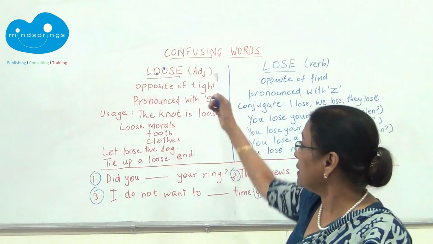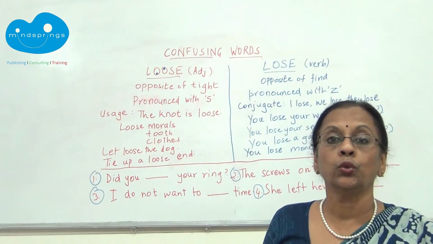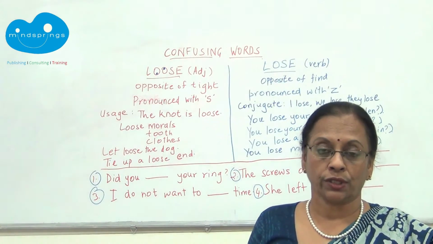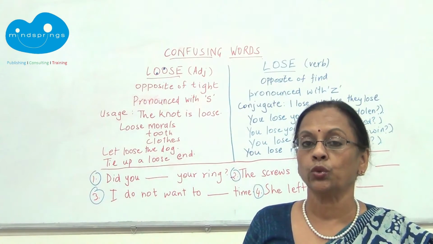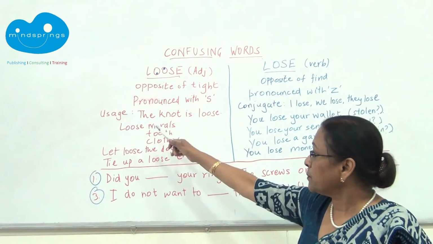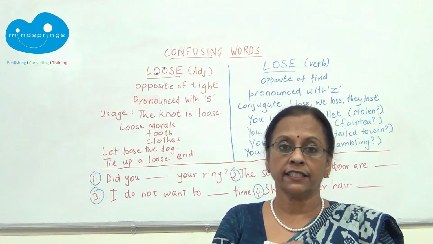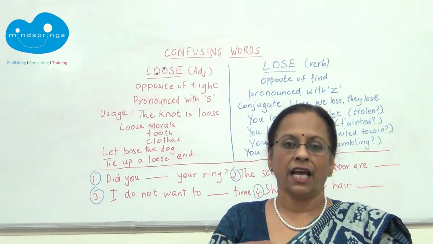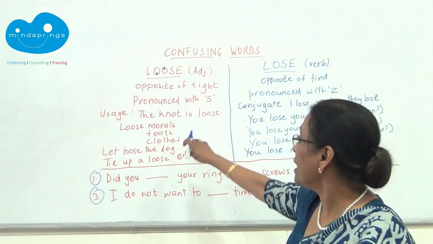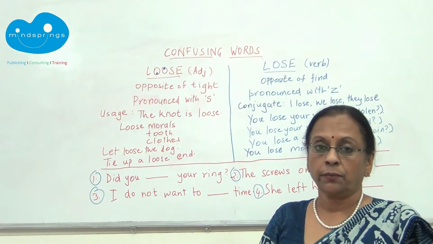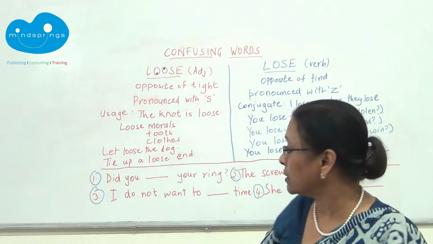L-O-O-S-E is an adjective and you pronounce it with an S. So it's loose. You have to say it several times. It's loose. And what does it mean? It's the opposite of tight. So something is tight, a tight hug, and loose clothes. The knot is loose. This means that it should be tight, but if it's loose, then everything will come apart.